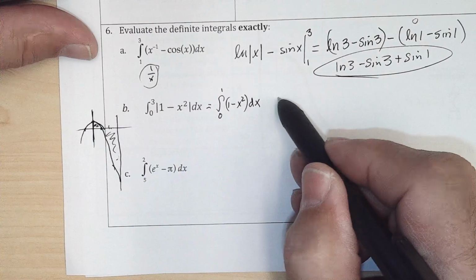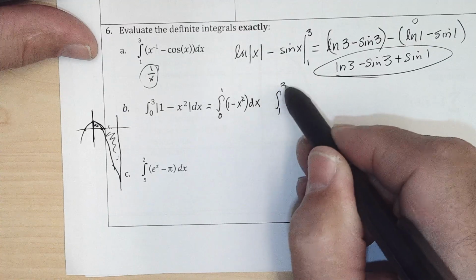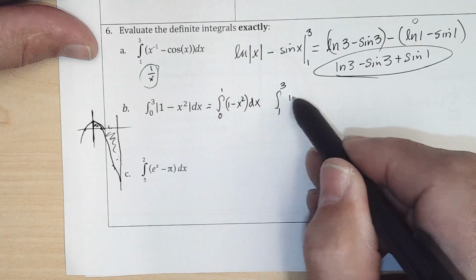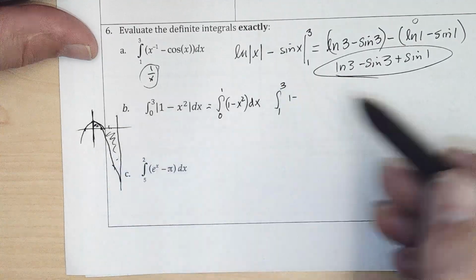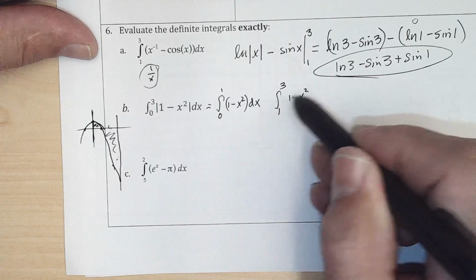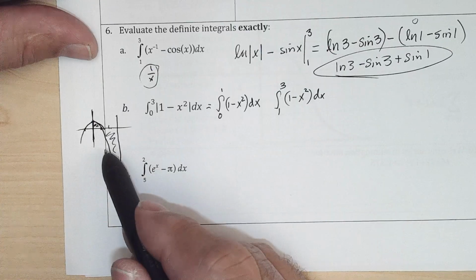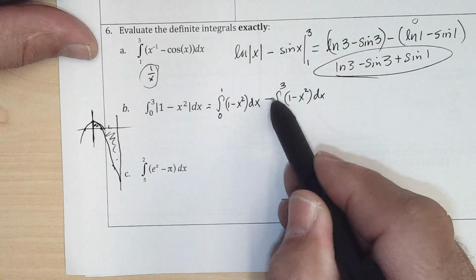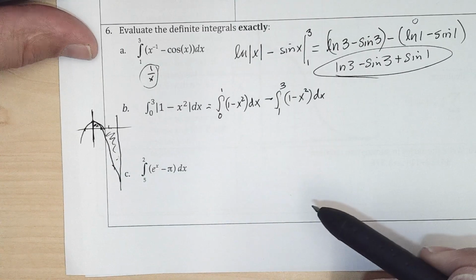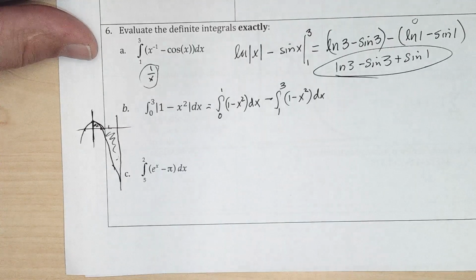And then we got to figure out the area from 1 to 3 under this curve, or between the curve and the x-axis. So I shouldn't say under the curve. That area answer should be negative, and we should have to change the sign of that to make it positive. So I have to put a negative on there.